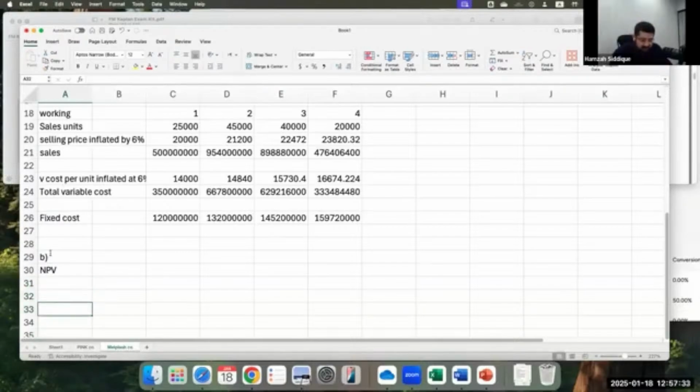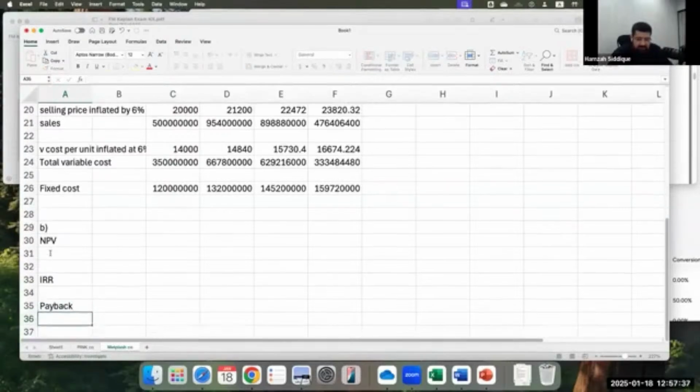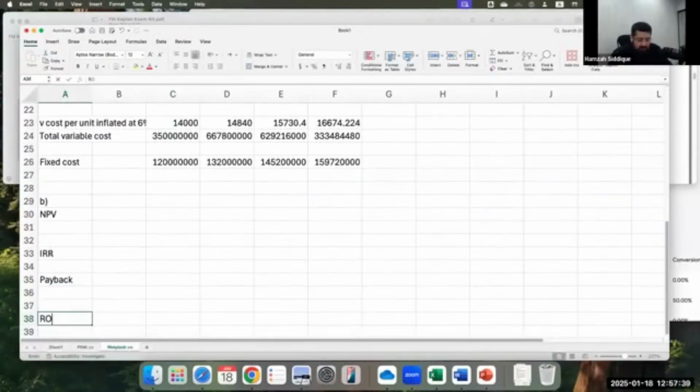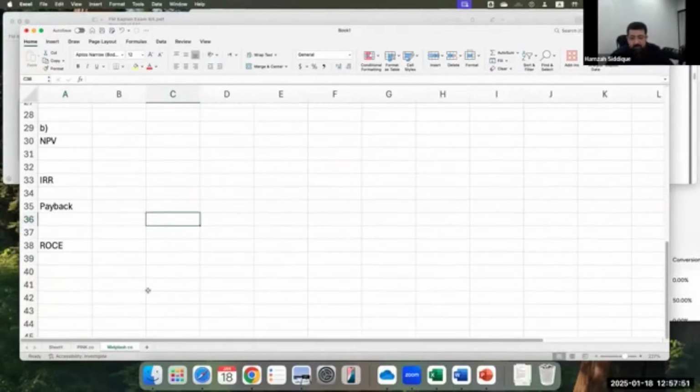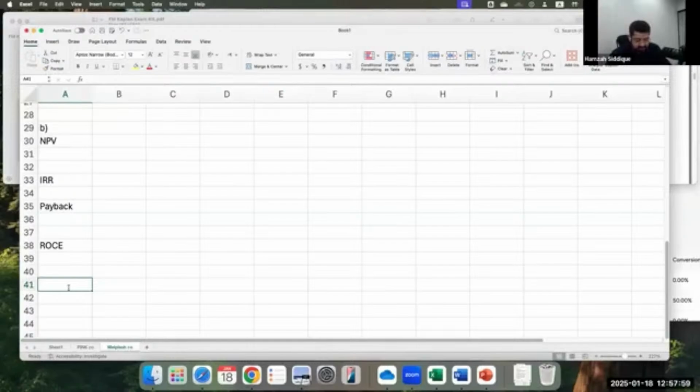Then same is for the IRR. Same is for the payback. Same is for the ROCE or ARR. So 2-3 benefits, 9 marks. 9 marks means 4 points. Now, so next. Here, now final. So we have to discuss suitability. Advice to Melplash.